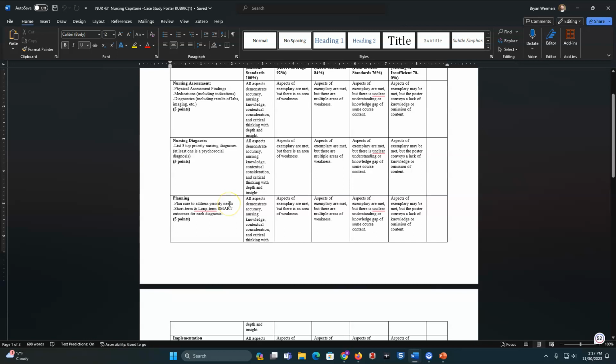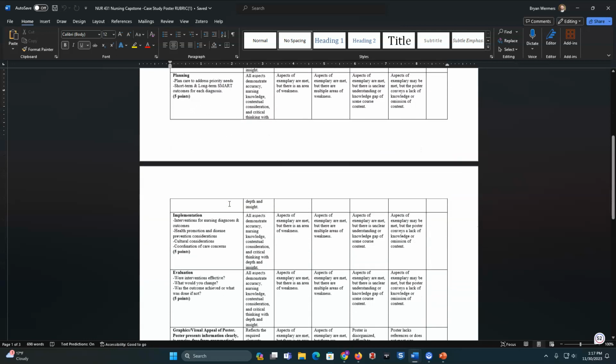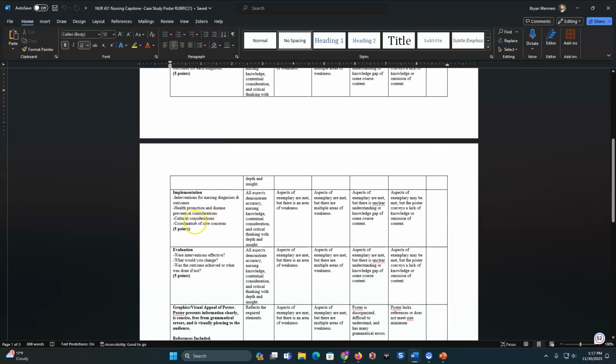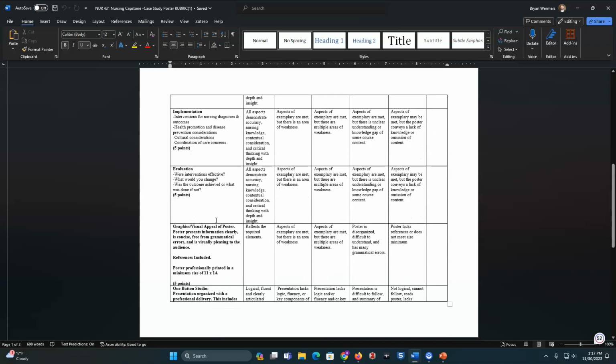What's your priority needs for your patient? Implementation, what did you all do? How did you coordinate care? What were the considerations you had regarding your patient? Evaluation, was it effective? What would you have done differently? Anything you would have changed? What was the outcome achieved?